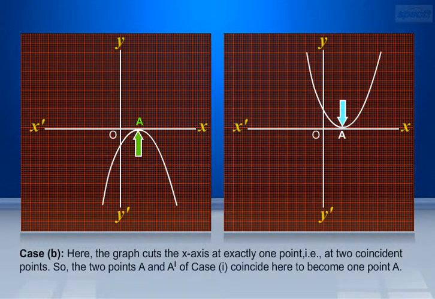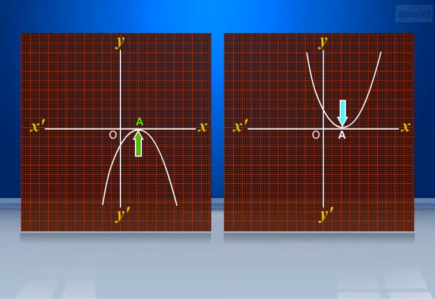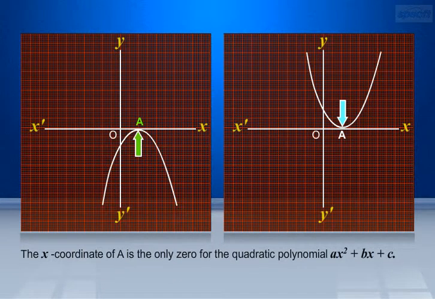Now we shall see case B. Here, the graph cuts the x-axis at exactly one point, that is, at two coincident points. So, the two points A and A dash of case A coincide here to become one point, A. Here, arrow indicates that in graph, the curve cuts the x-axis at A, or at one point. Therefore, the x-coordinate of A is the only zero for the quadratic polynomial ax square plus bx plus c.